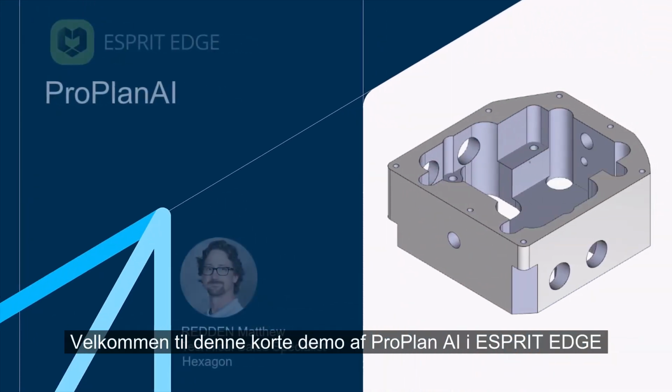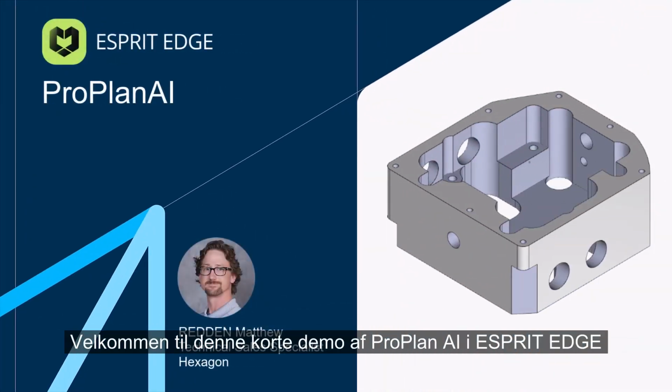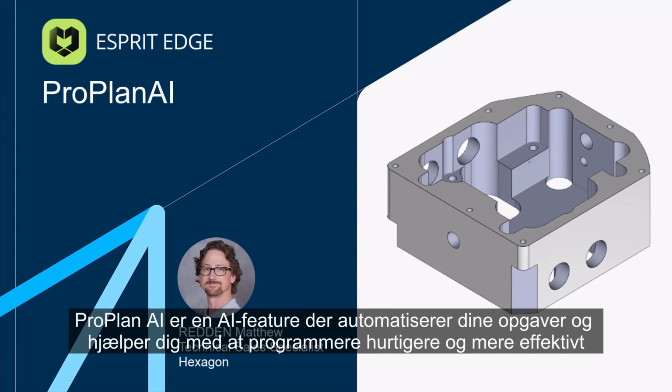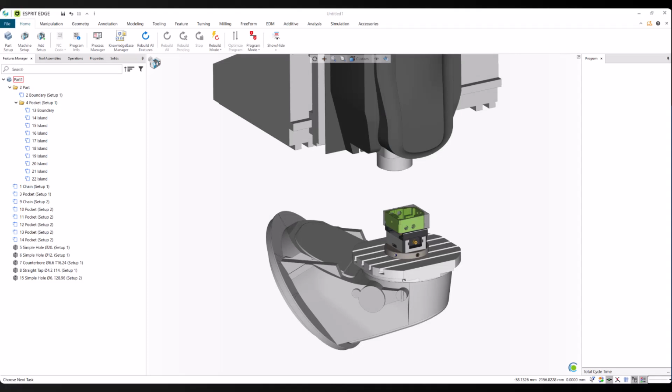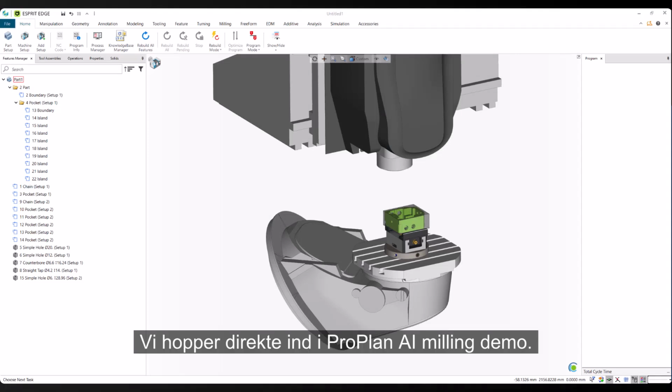Welcome to this quick demo of ProPlan AI inside of ESPRIT Edge. ProPlan AI is an AI-powered feature that automates operation creation, helping you program faster and more efficiently. We're jumping straight into the ProPlan AI milling demo.